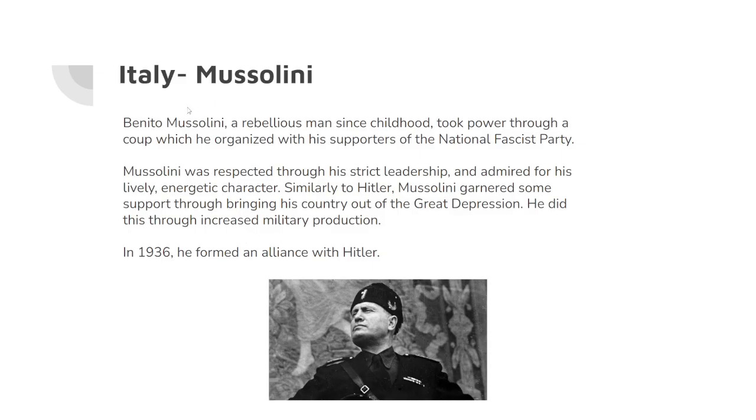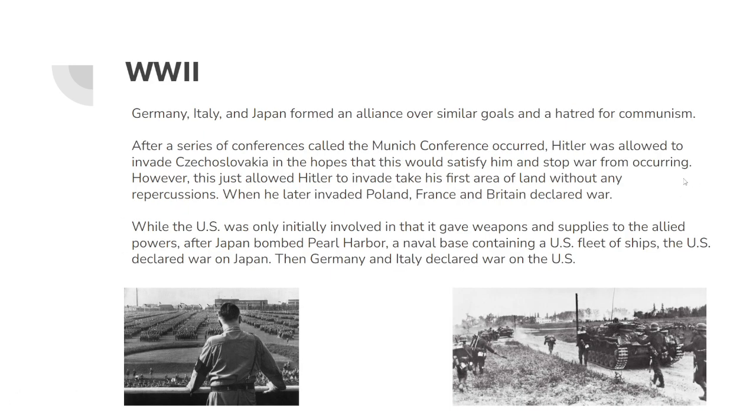In Italy, there was Benito Mussolini, a rebellious man since childhood who took power through a coup which he organized with his supporters of the National Fascist Party. Mussolini was respected through his strict leadership and admired for his lively, energetic character, which he exhibited in speeches and whatnot. Similarly to Hitler, he garnered some support through bringing his country out of the Great Depression through increased military production, and in 1936 he formed an alliance with Hitler.